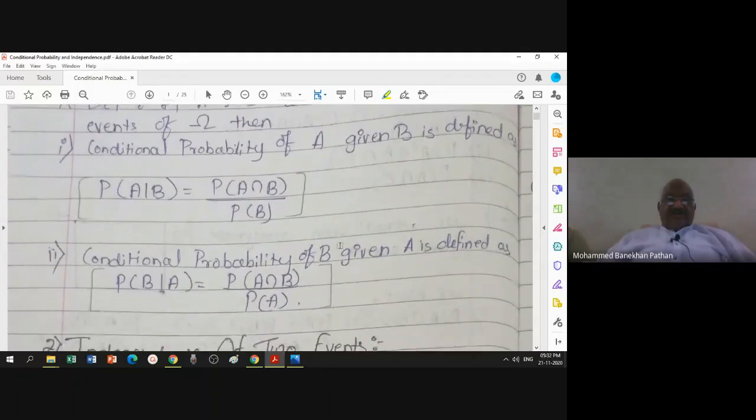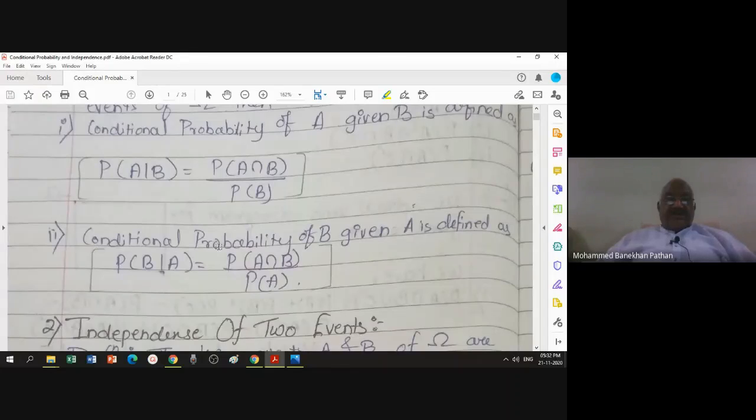You have reverse, another way of writing conditional probability. B given A is defined as probability of B given A equal probability A intersection B divided by probability of A. If you look these two definitions comparatively, you can see the numerator is common. The denominator depends on the given event. If B is a given event, we divide by probability of B. If A is a given event, we divide by probability of A.